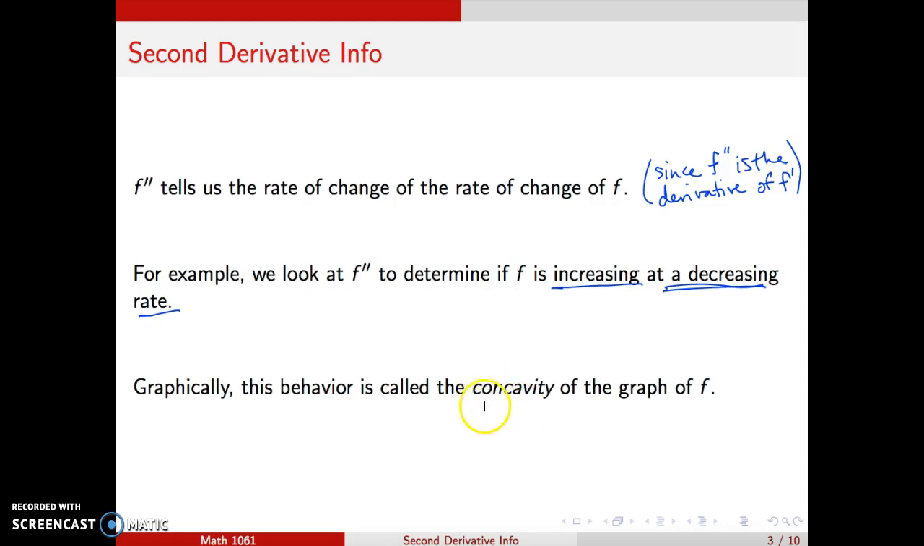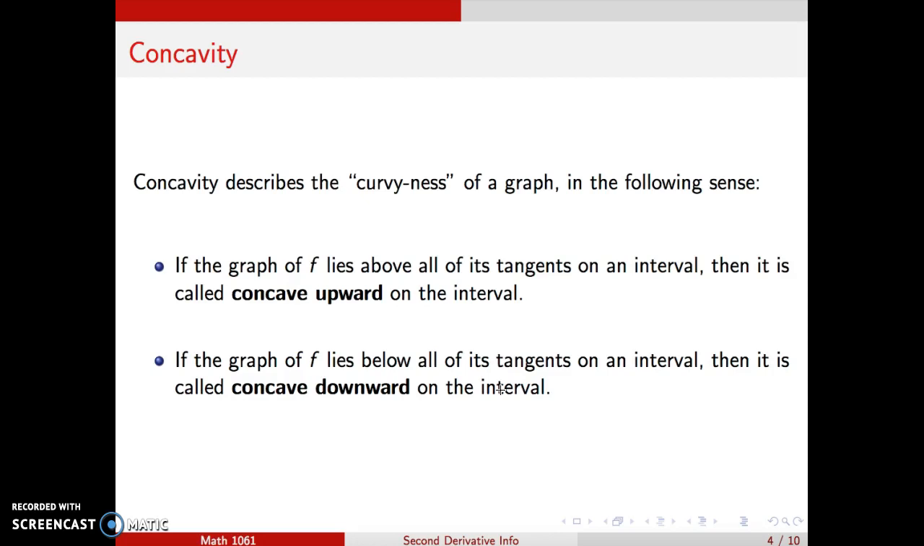When we see this graphically, this is what's called the concavity of a graph, and that's one of the main topics we want to explore here. So in some informal way, it measures the curviness of a graph, in the sense that if the graph of f lies above all its tangents on an interval, it's called concave upward on the interval, and if it lies below all of its tangents, then it's called concave downward.